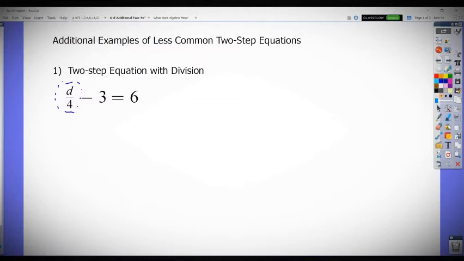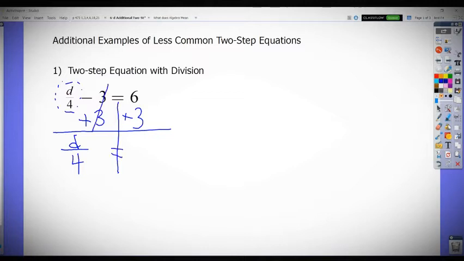Well, the rules are the same here, that we cannot do anything to that variable term until it is by itself. So that means I need to get rid of this minus 3 that's on the left side of the equation here. I'll balance here. And to get rid of a minus 3, I'm going to add 3 to both sides. If I add 3 to both sides, this side leaves me with d divided by 4. Negative 3 plus 3 is 0. This side, 6 plus 3 equals 9. So d divided by 4 equals 9.